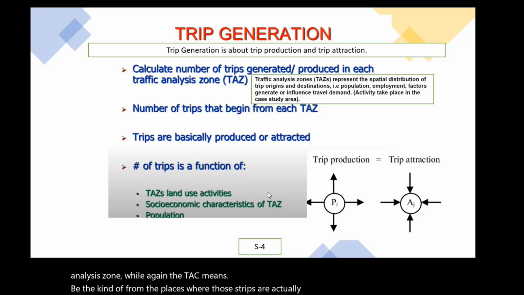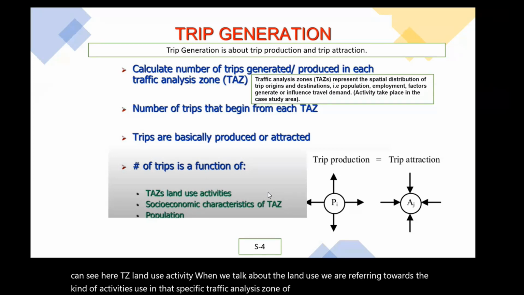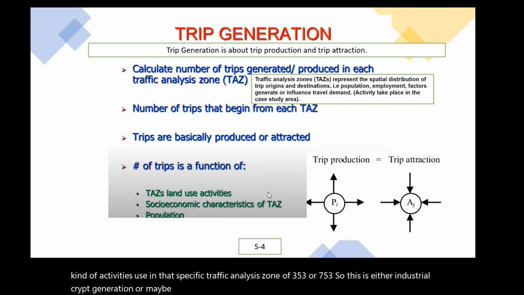In the last, you can see here TAZ land use activity. When we talk about land use, we are referring to the kind of activities in that specific traffic analysis zone of 353 or 753. So this is either industrial trip generation, or maybe commercial, or maybe residential, or maybe leisure.